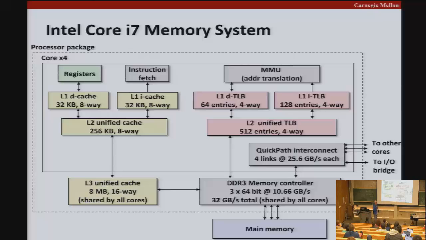Okay, so a couple of questions here. Why do you think the designers of the i7 chose to split their level 1 cache into a data cache and an instruction cache?